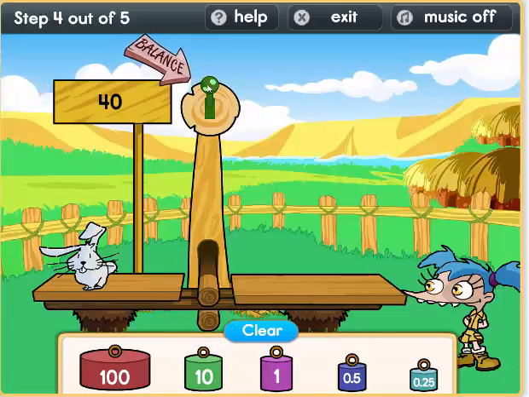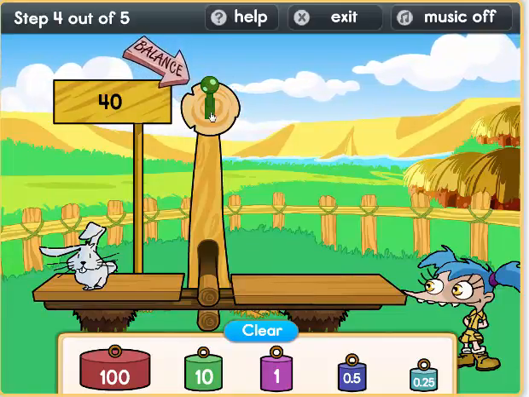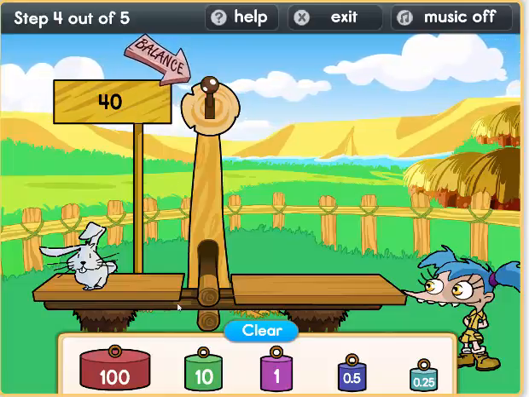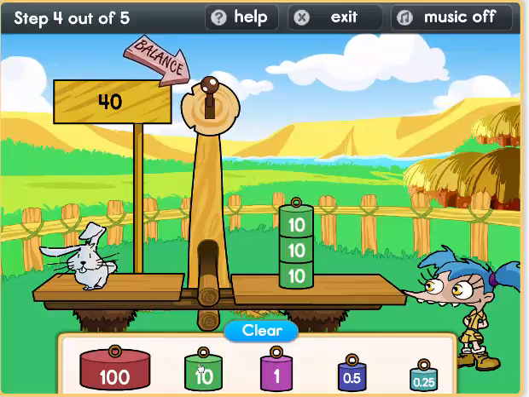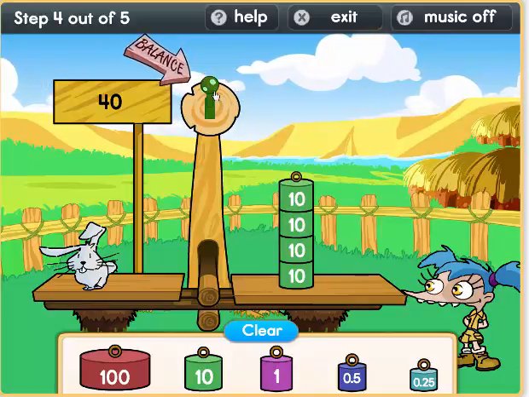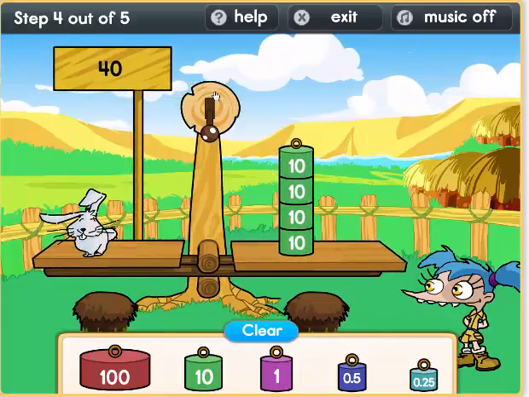Whoa. The rabbit weighs quite a lot. I think he's been eating too much, don't you? 40. So we do 10, 20, 30, 40. Well done.